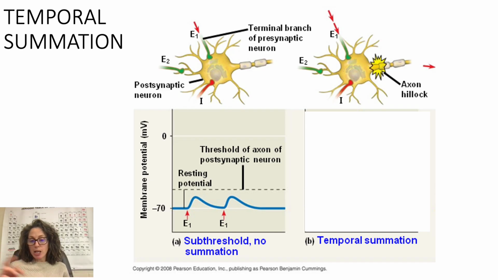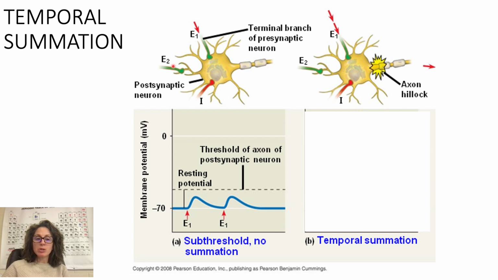So we have 2 types of summation. We're going to look at temporal. So temporal is time, and we're going to talk about that in a second. In this case, here in yellow, we have our postsynaptic neuron. And so this is making a connection with its target cell, again, a muscle cell or a gland. E1 is an excitatory neuron. E2 is also an excitatory neuron. And I is an inhibitory neuron. So that's what those are standing for.